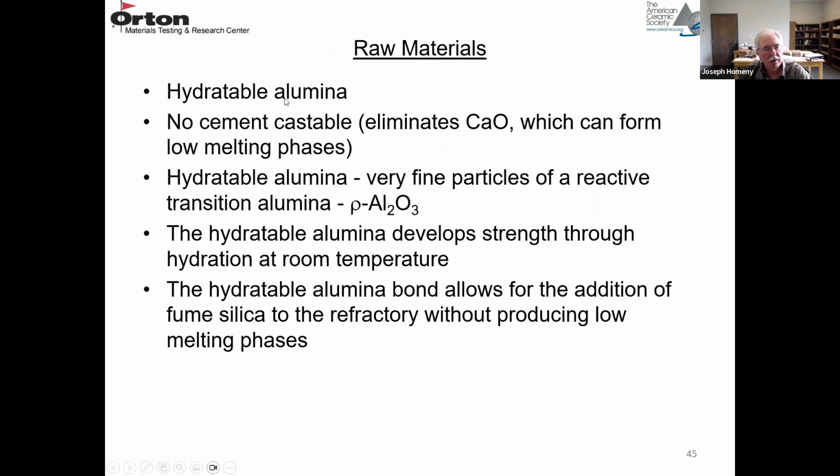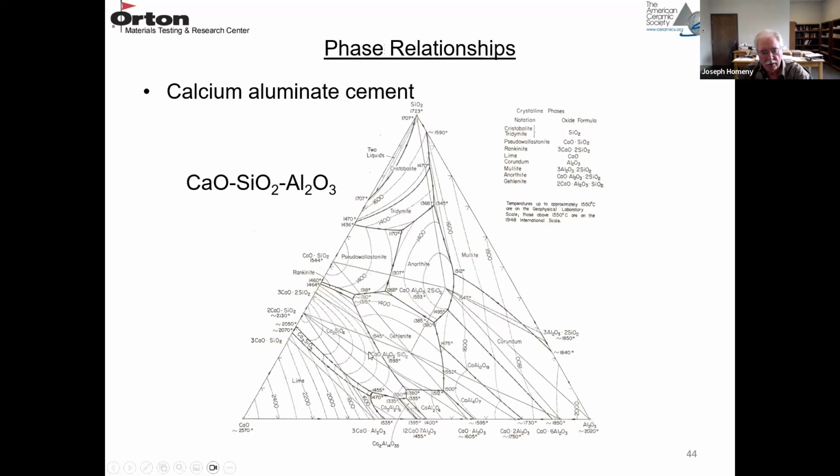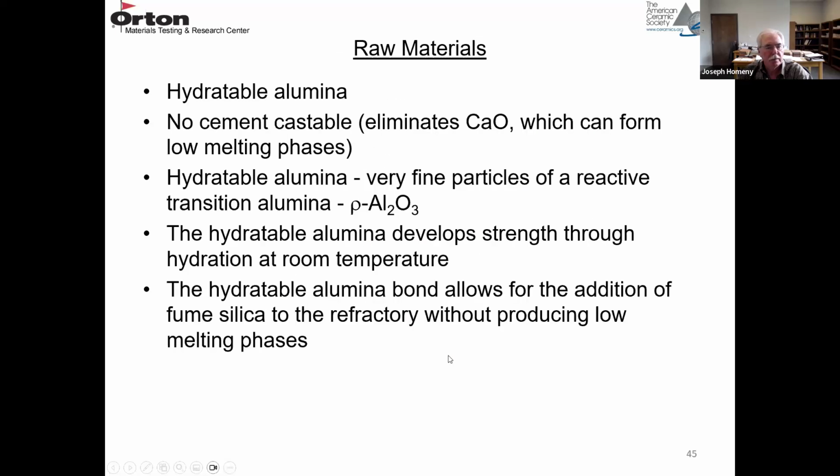The other hydratable phase is hydratable alumina. So these are used in the no cement castables. That completely eliminates the lime, the CaO, and that eliminates the formation of these low melting phases, anorthite and gehlenite. So hydratable alumina is just very fine particles of a reactive transition alumina, which is usually a rho alumina. So these materials hydrate at room temperature and develop strength.